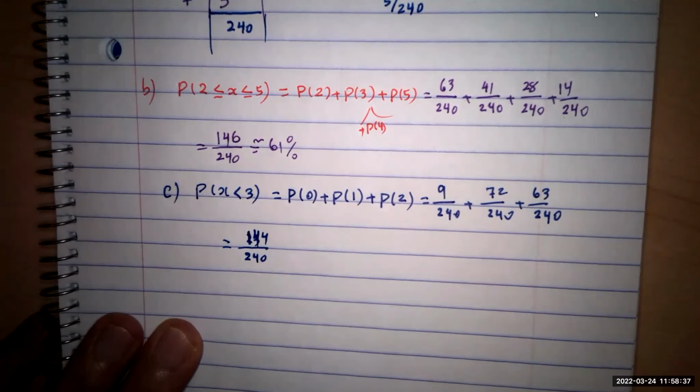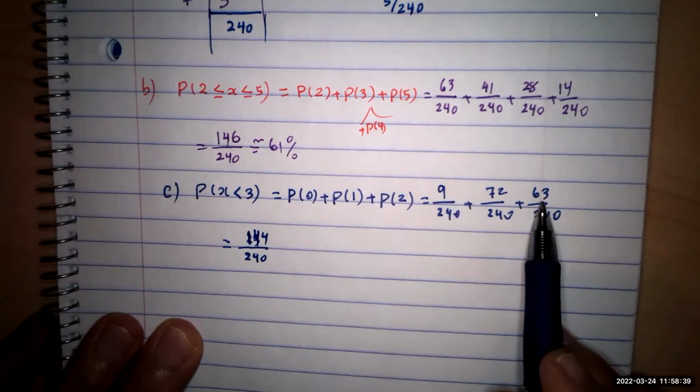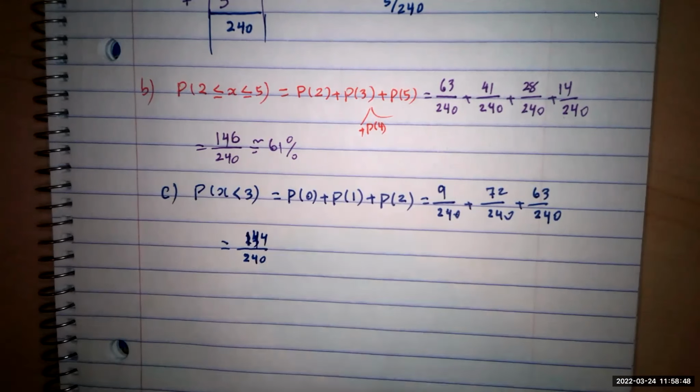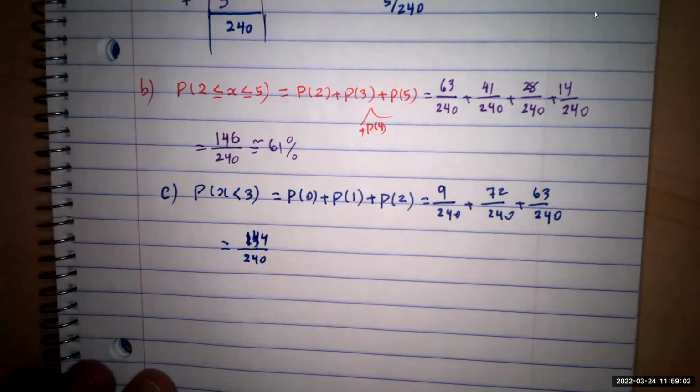144. Because this is going to be, yes, that's a 72, and 72 is going to be 144. Okay, and you can divide it, and that's going to be 144 divided by 240, and that gives you almost 60%. That's the one that I have.